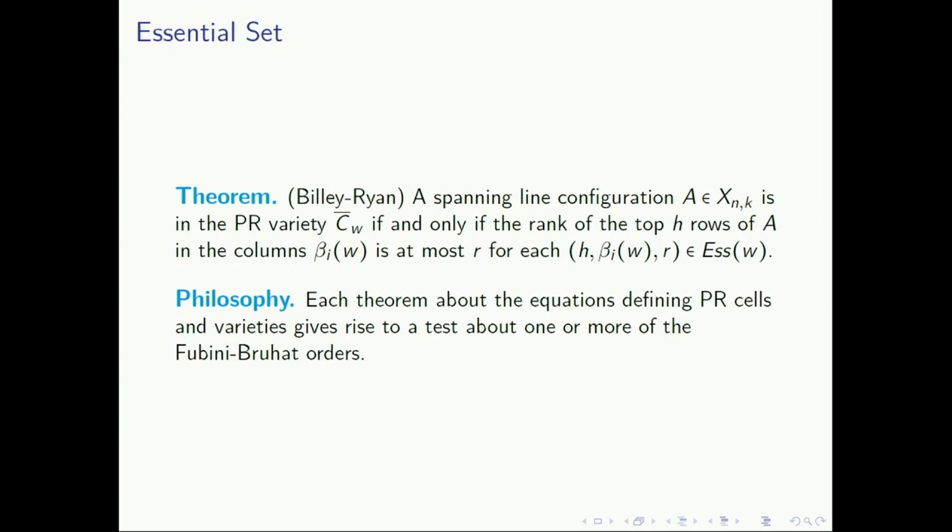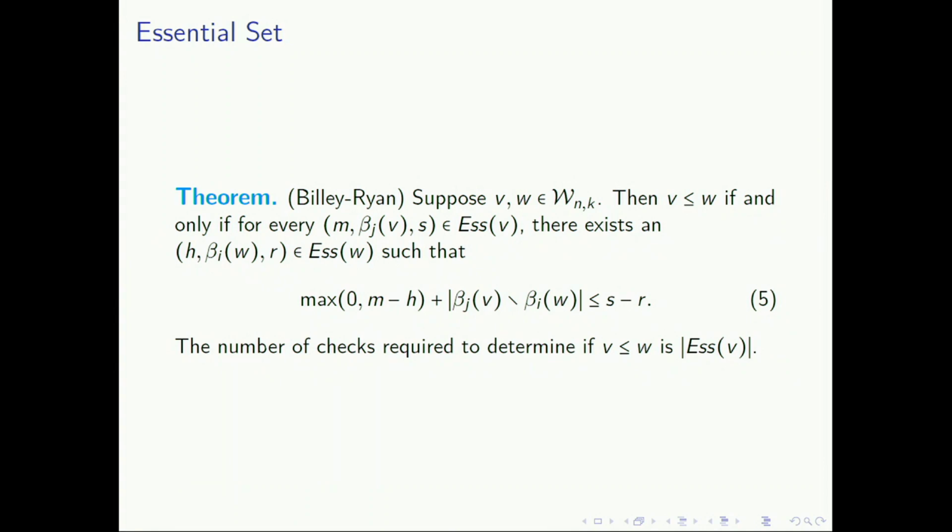Just to write out the philosophy again: every theorem about equations should have a natural analog for the partial orders. What is it going to be in this case? Have you thought about that before, what the essential set says in terms of Bruhat order? I hadn't thought about that connection before, though the philosophy was already in our minds. The analog is: suppose V and W are Fubini words, then V is less than or equal to W in the medium roast order if and only if every time you have a constraint in the essential set for W, there's a corresponding constraint for V.